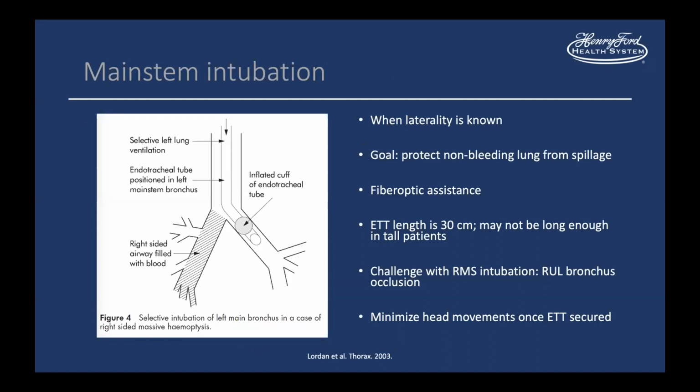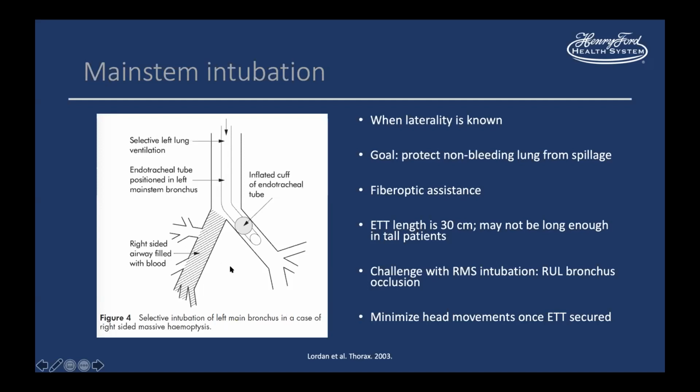And there are things to keep in mind if you're going to mainstem intubate someone. First off, normal ET tube length is 30 centimeters. It does get smaller with smaller ET tube size, but I believe anything that's 7 or bigger is usually 30 centimeters. If you have a patient who's really tall or has a long trachea, there are instances where you may not be able to mainstem. The other thing to keep in mind is if you're trying to mainstem intubate, if they have a short right mainstem, there's a chance that you might end up occluding the right upper lobe bronchus, which could be an issue in terms of oxygenating someone who may have bad lung function.